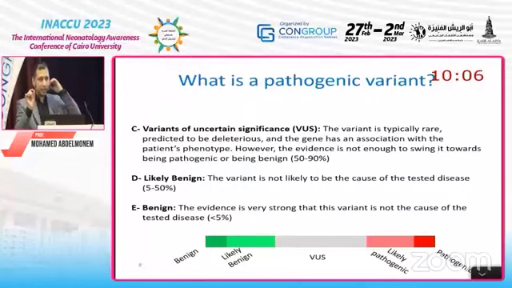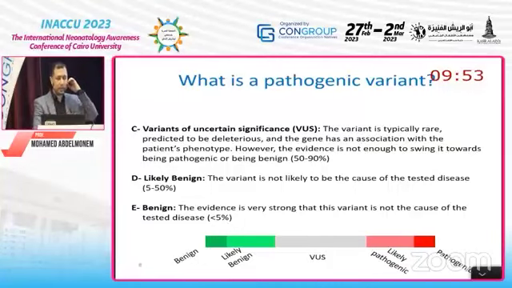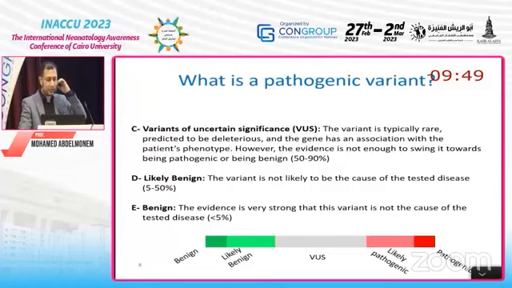What I just want to clarify is that the variant of uncertain significance is not one type of variant, it's a spectrum. Some of these variants are very close to being pathogenic, and some of these variants are very close to being benign. So we have to be very cautious when reporting variants of unknown significance.